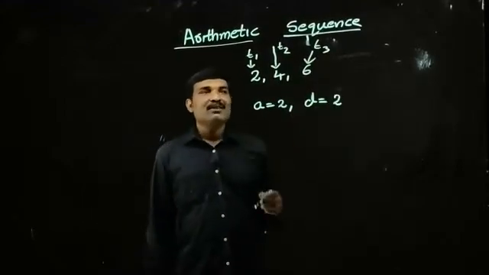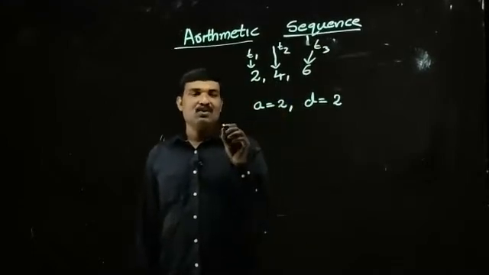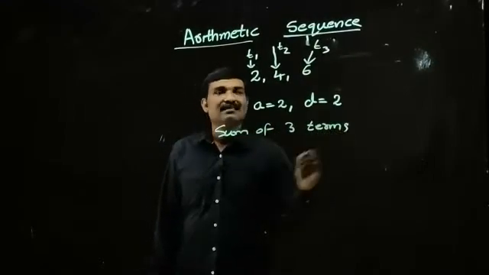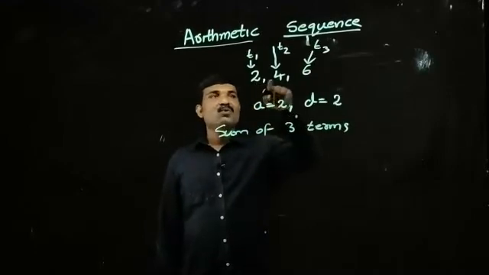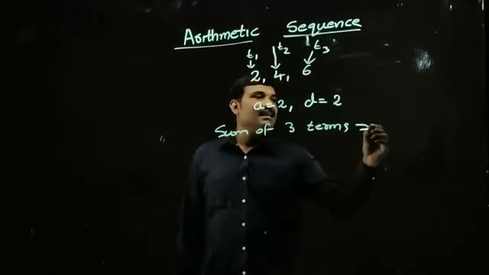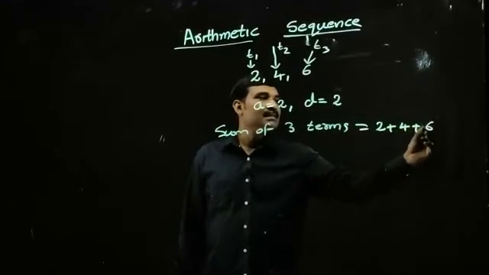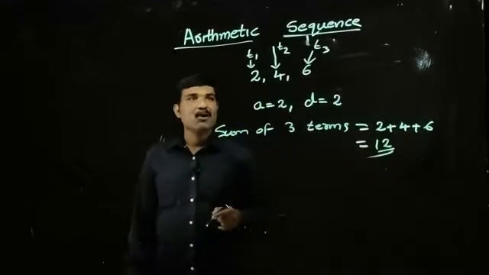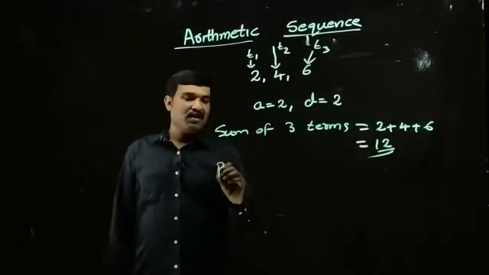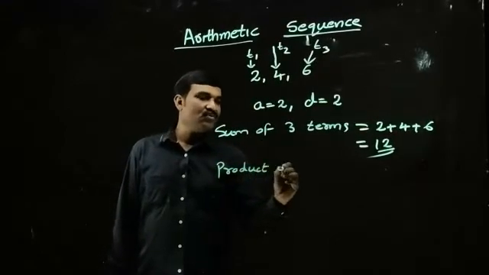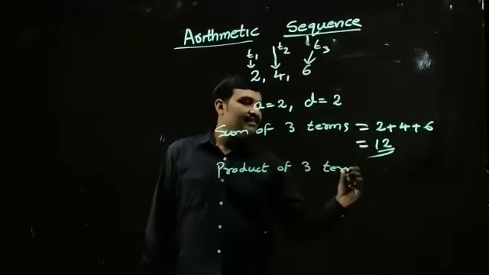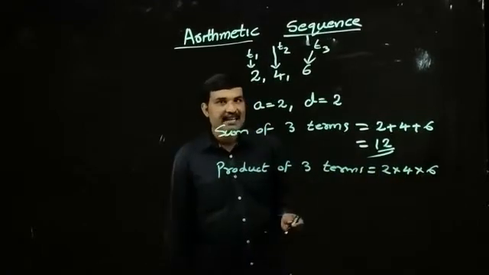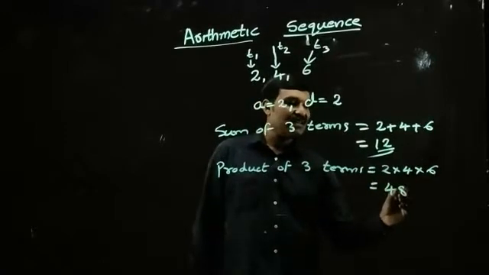Now we want to find the sum of these three terms. In this arithmetic sequence, we have only three terms, 2, 4, and 6. So we simply add 2 plus 4 plus 6. That is 2 plus 4 is 6, plus 6, that is equal to 12. Now, what is the product of these three terms? We simply take the product, that is 2 into 4 into 6. 2 into 4 is 8, and 8 multiplied by 6 is equal to 48.